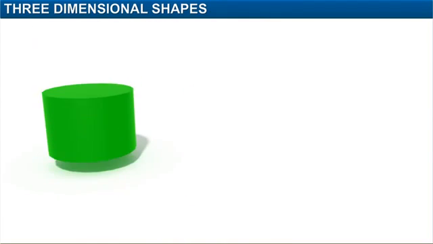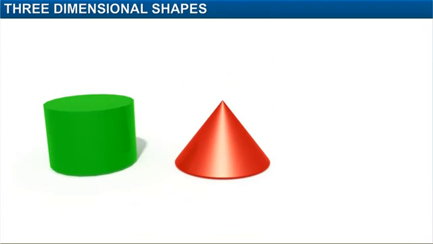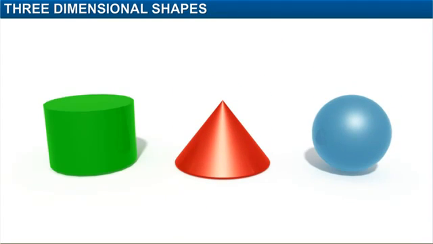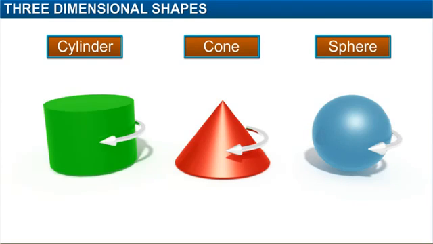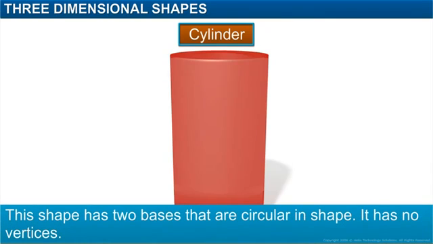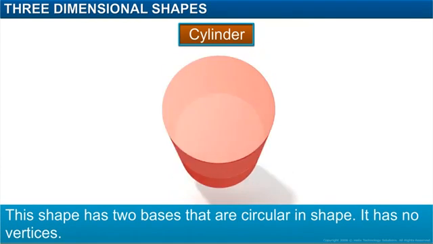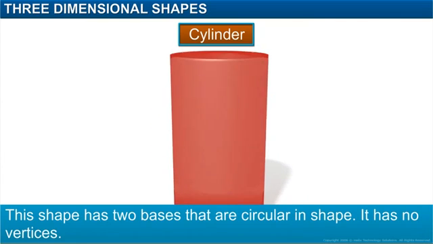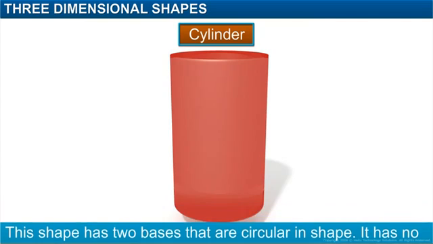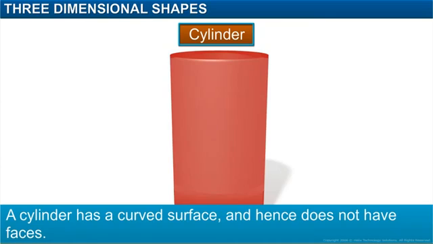Now, let's look at some other solid shapes that do not have flat surfaces. For example, a cylinder, a cone, and a sphere. Observe the cylinder. This shape has two bases that are circular in shape. It has no vertices. We can observe that a cylinder has a curved surface and hence does not have faces.